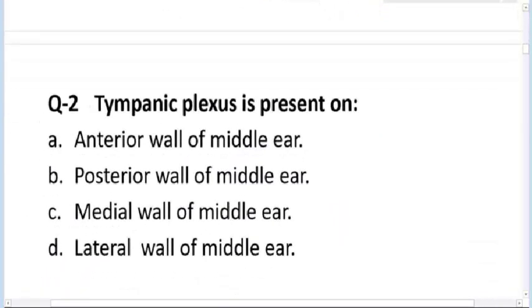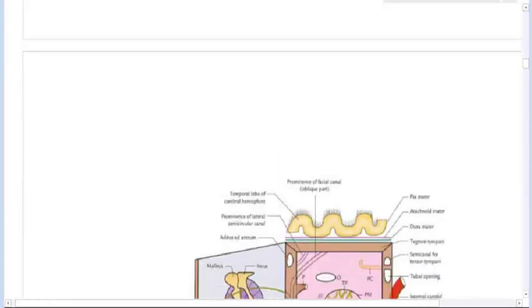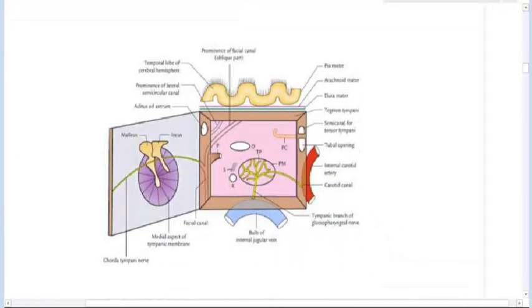Tympanic plexus is present on anterior wall, posterior wall, medial wall, or lateral wall of middle ear? You see, anterior wall of middle ear, posterior wall of middle ear, medial wall and lateral wall of middle ear. We look at the diagram of middle ear. You see, this is the medial wall, this is the lateral wall which has been separated and removed so that we can see the inside of the tympanic cavity or the middle ear cavity.